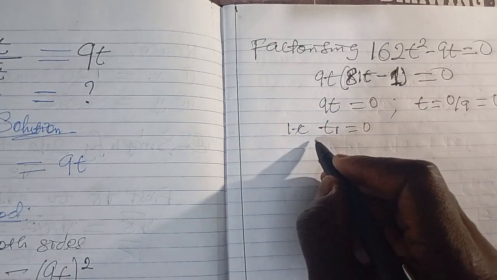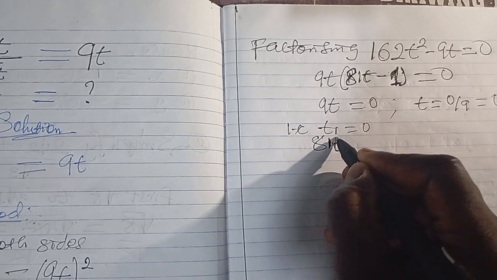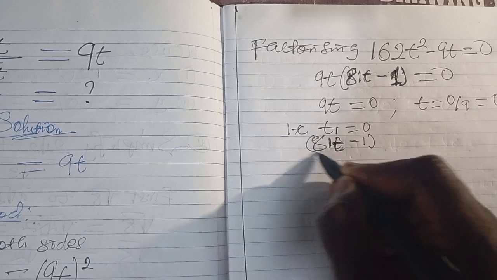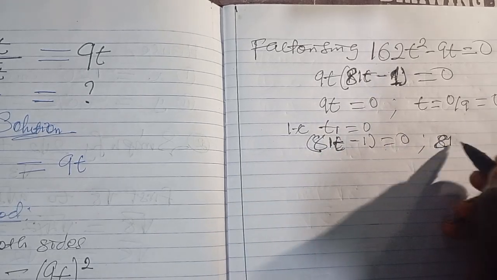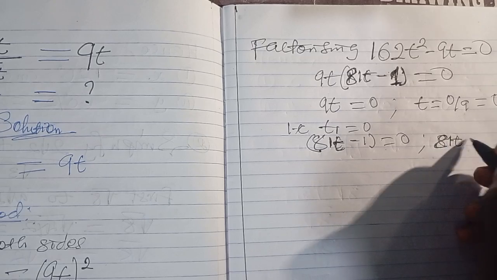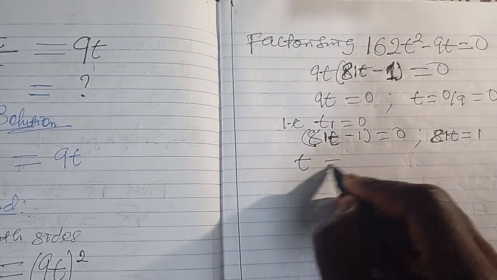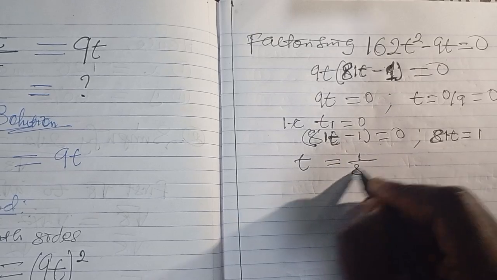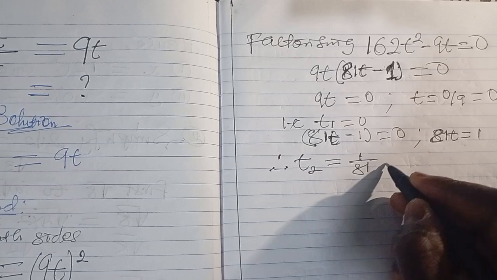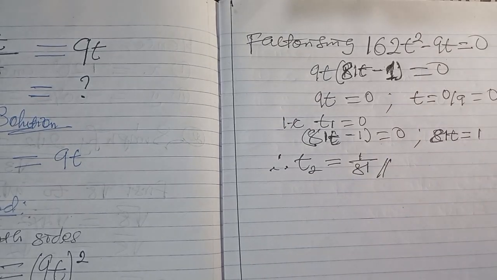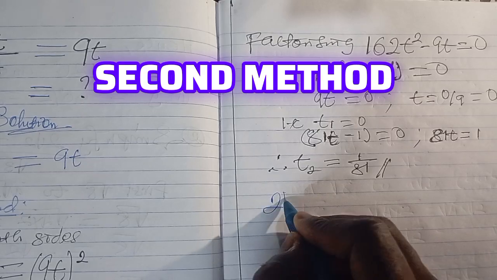From here now we have 81t minus 1 is equal to 0. This means 81t is equal to 1. So that t will give us 1 divided by 81. That is t2. So therefore t2 is 1 divided by 81. Now, second method.